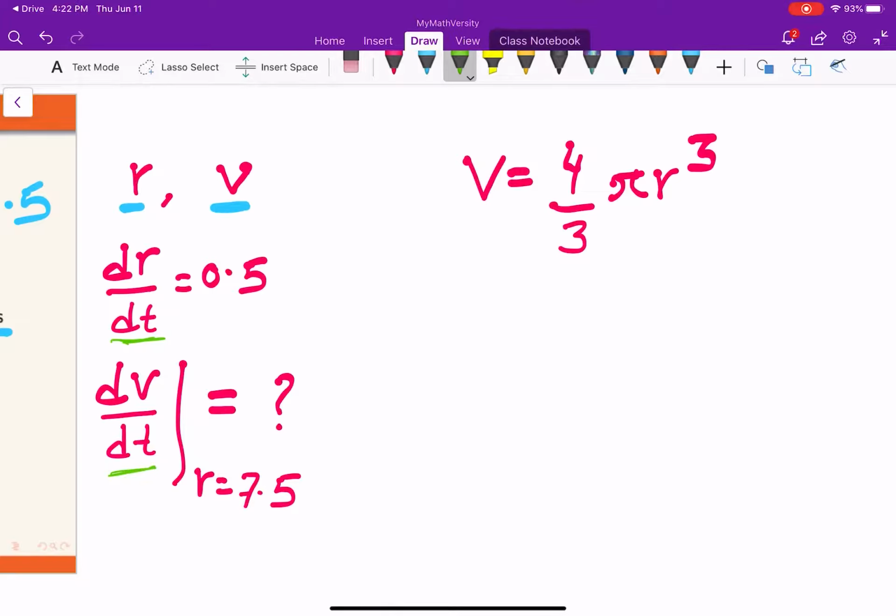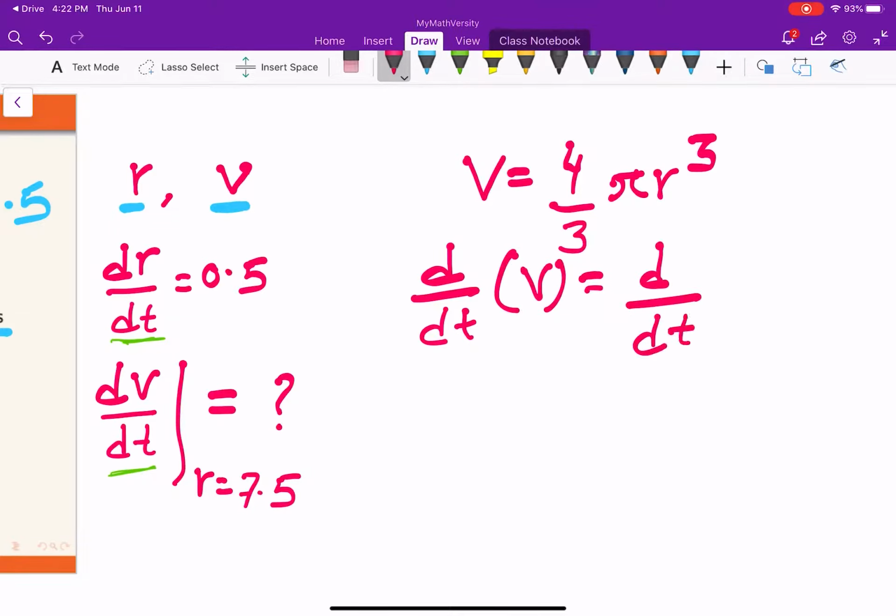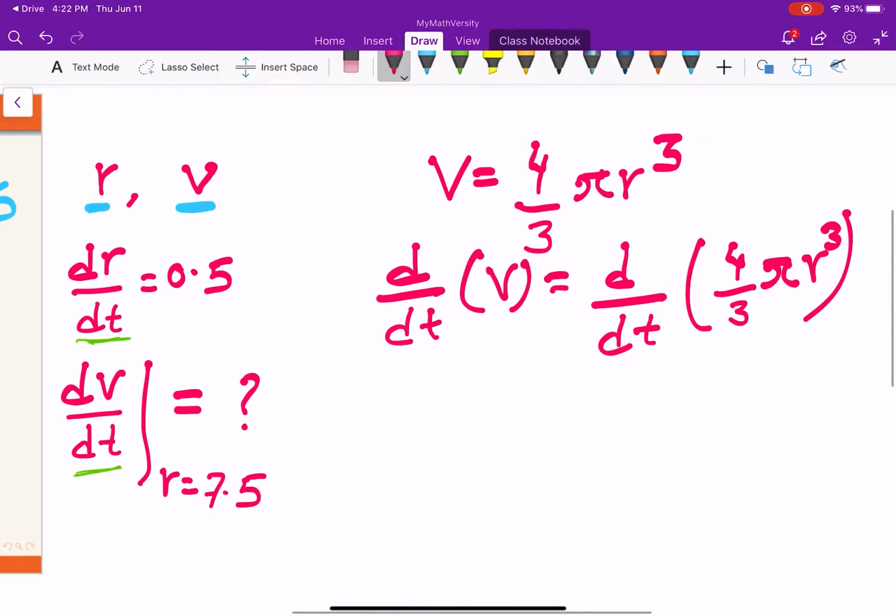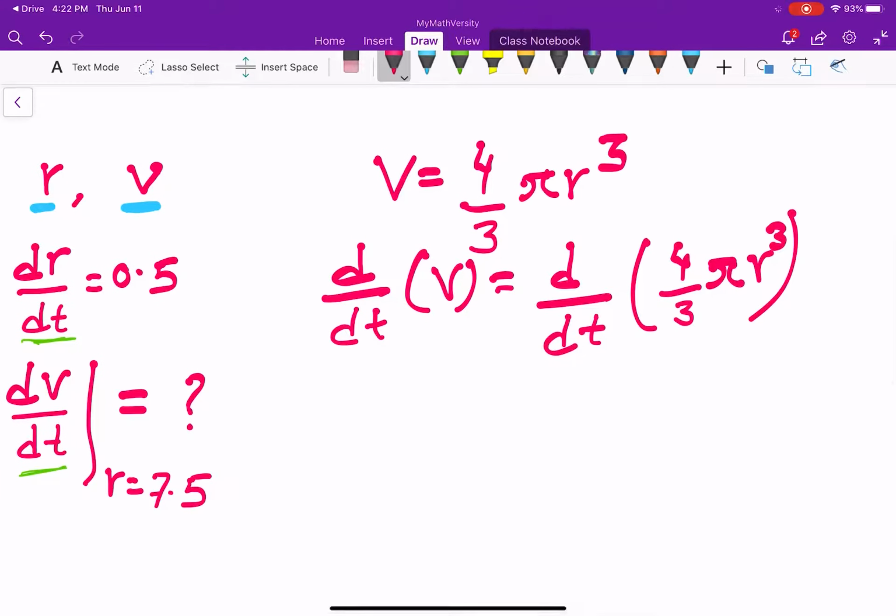How do we get that? What do you need to do? We need to differentiate with respect to t on both sides. So let's try to differentiate V with respect to t, and let's try to differentiate 4/3 pi r cubed with respect to t, right?